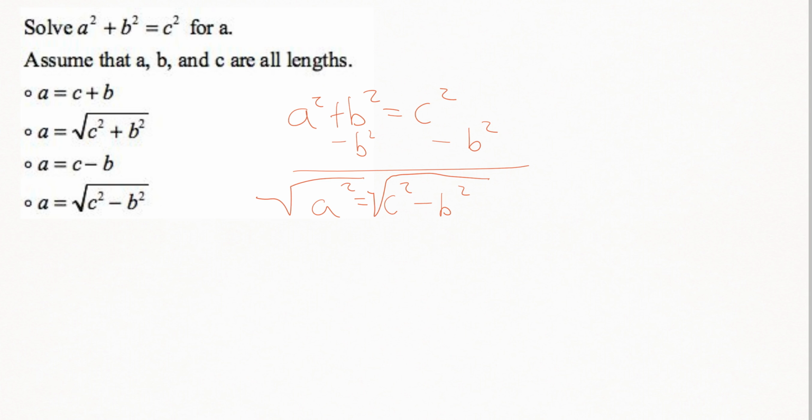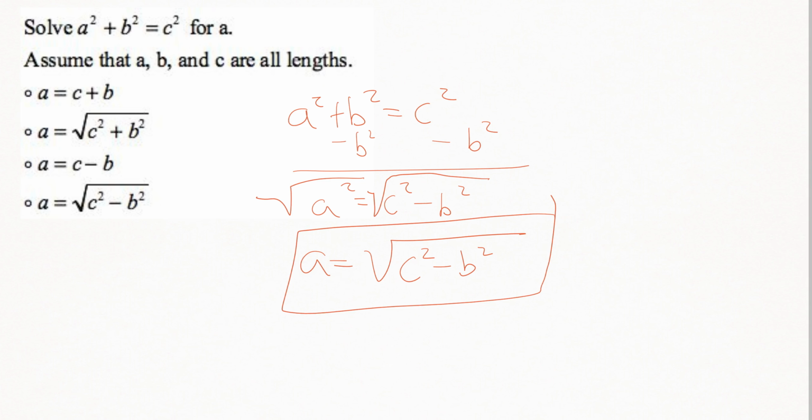So the squared on the left-hand side cancels out, and I'm left with a equals the square root of c squared minus b squared. And square roots can only cancel single things or things being multiplied or divided. So when we have a c squared minus a b squared, we can't do any more simplification than that. And so that right there would be our final answer. You'd be looking at answer D.